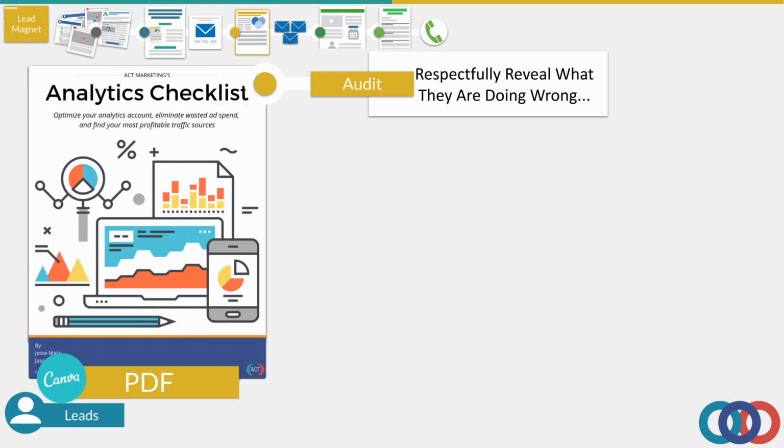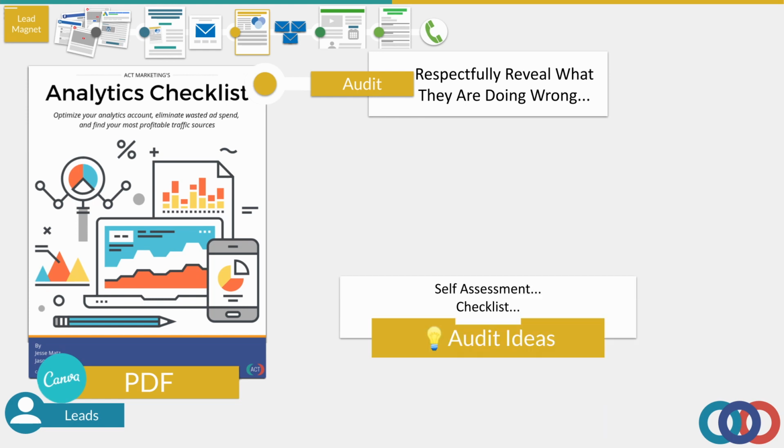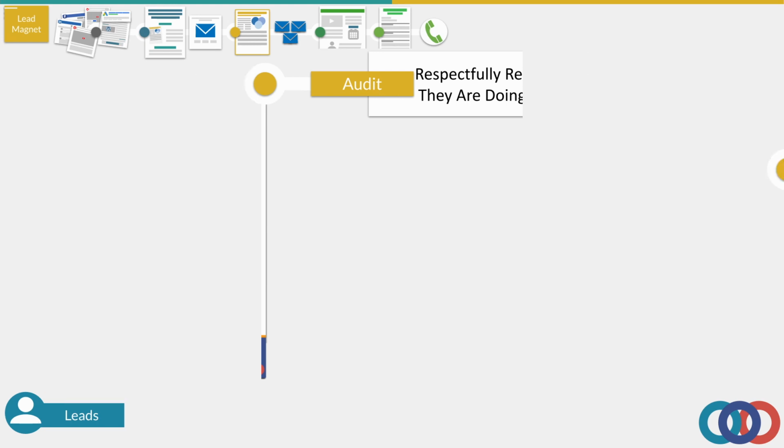An audit is a great way to walk someone through a process of their current situation and highlight the things that might be more of a problem than they realize. Here, you can simply point out what they're doing wrong and how they can take some simple steps to correct it. Another text-based lead magnet is a template.